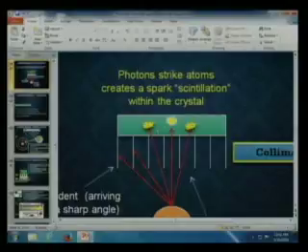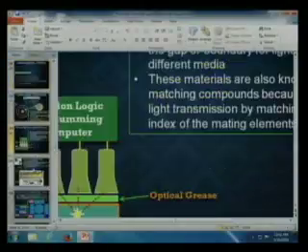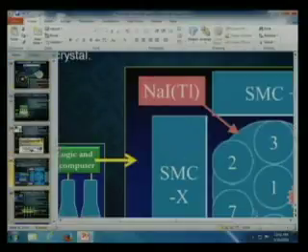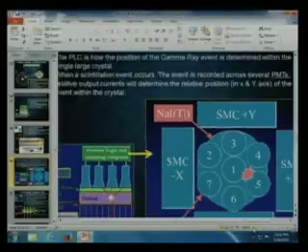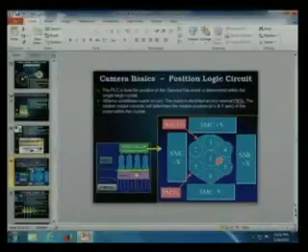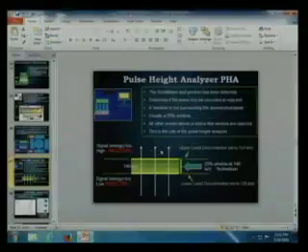Okay? But as it goes through, the pulse height analyzer, this thing here, is going to reject a lot of counts also. So we get 250,000 accepted counts. We may have 500,000 rejected counts from scatter and all that.